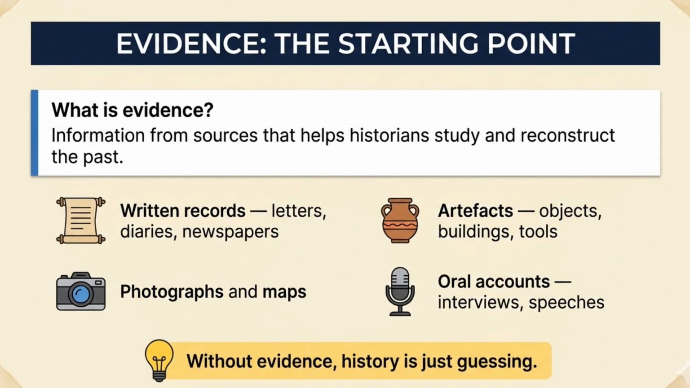Evidence can take many forms. It can be written records like letters, diaries, and newspapers. It can be photographs and maps. It can be physical artifacts like objects, buildings, and tools. Or it can be oral accounts, interviews and speeches recorded by people who were there. The key point is this: without evidence, history is just guessing. Everything a historian claims must be supported by some form of evidence.